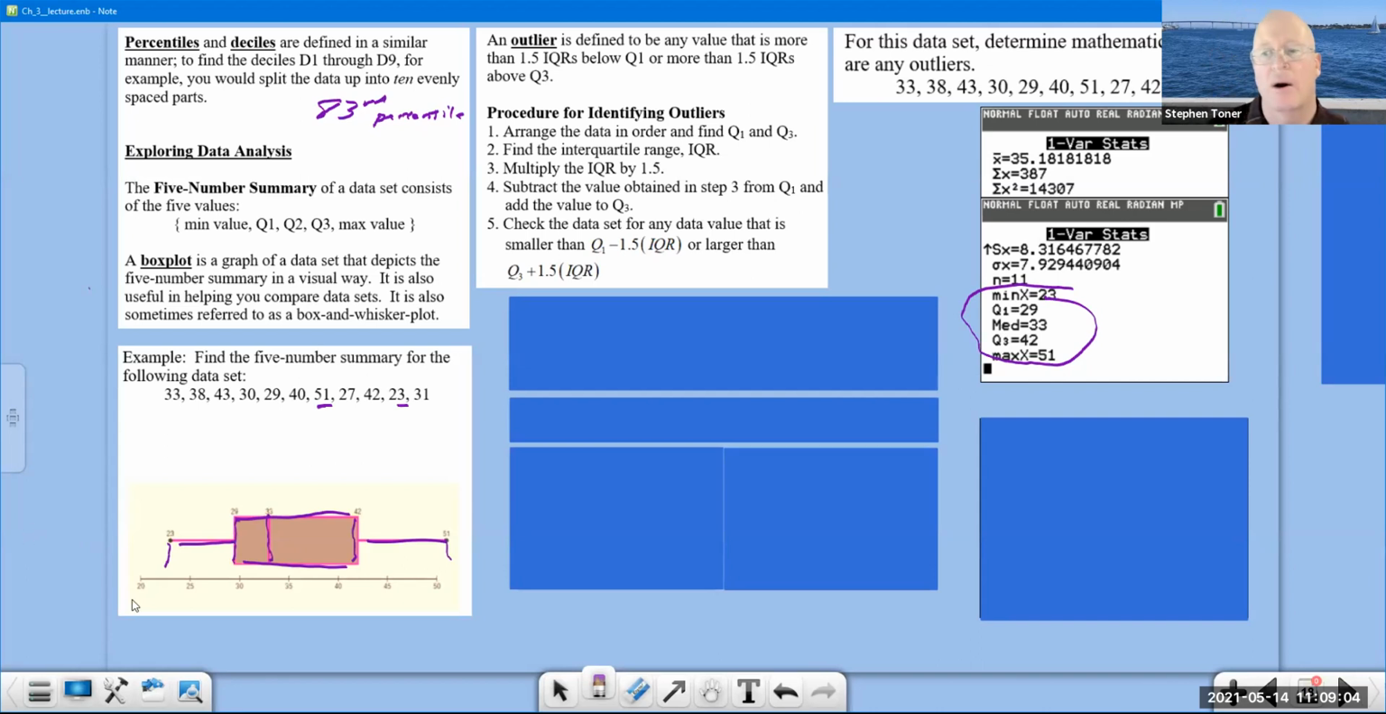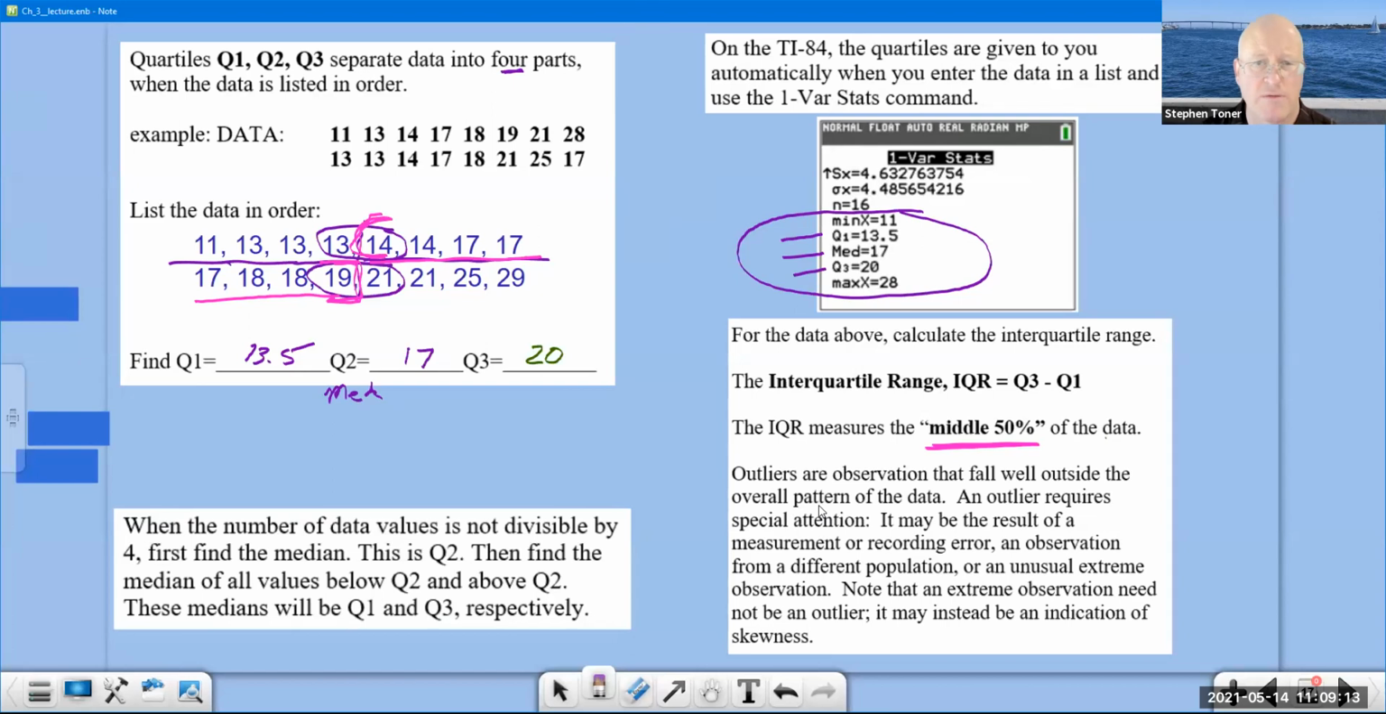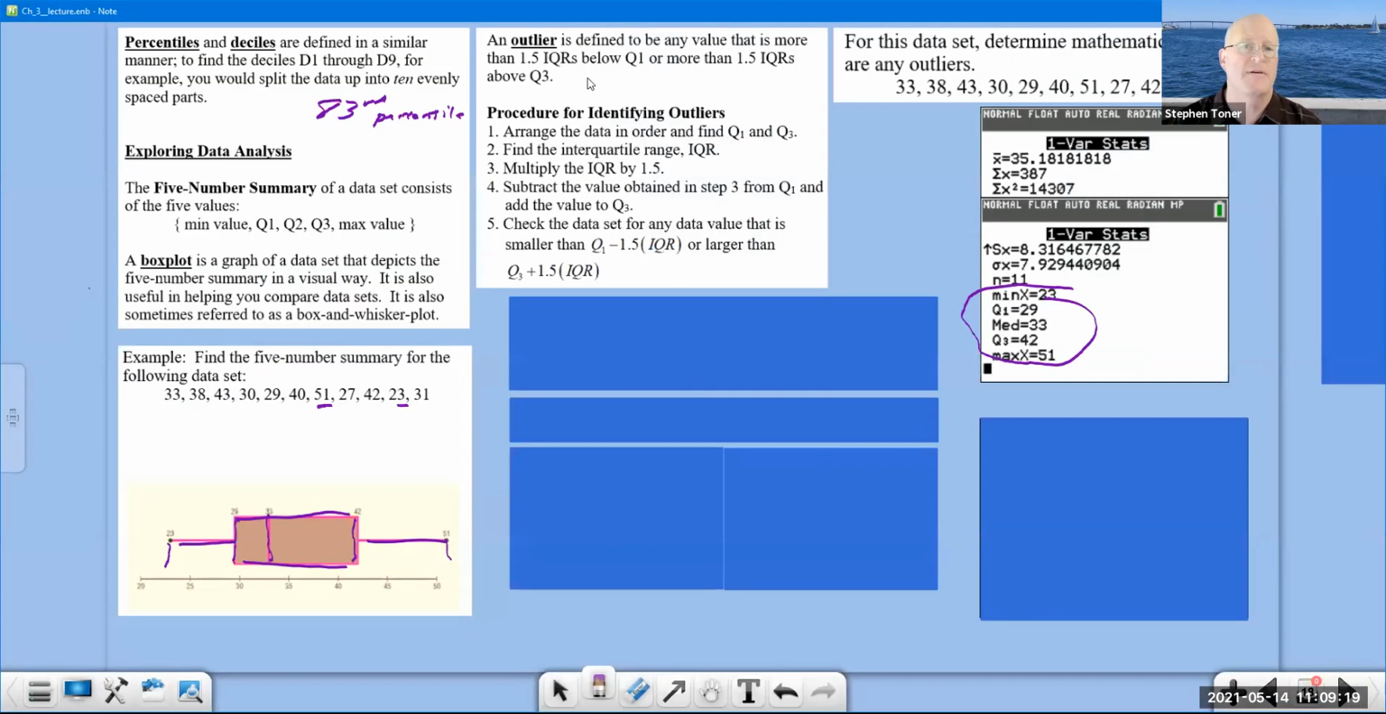Now, we talked about an outlier earlier on the previous page of this screen, and it basically was a value that falls outside the overall pattern. Well, that's a general description. Now we move on to a mathematical description of what an outlier is. It's defined to be any value that is more than 1.5 IQRs below Q1 or more than 1.5 IQRs above Q3. And we will now in a little bit do this manually. So what you're going to want to do is arrange the data values in order and find the quartiles.